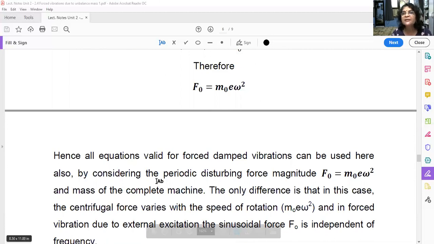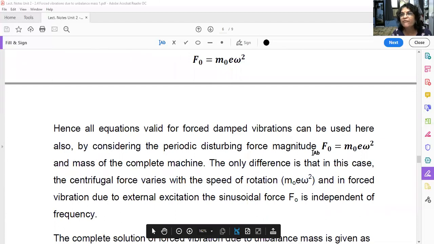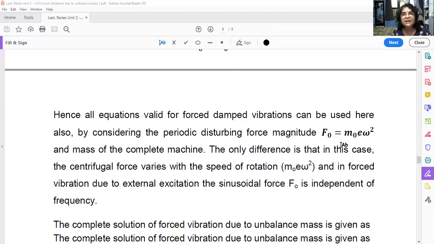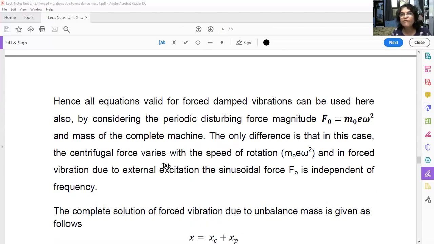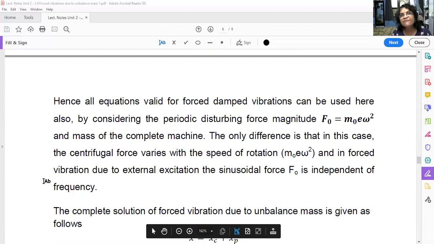By considering the periodic disturbance magnitude F0 equal to M0 e omega square and the mass of the complete machine. The only difference is that in this case, the centrifugal force varies with the speed of rotation because it is given as M0 e omega square. In forced vibration due to external excitation, the sinusoidal force F0 is independent of frequency. This is the major difference in the two cases we have studied.